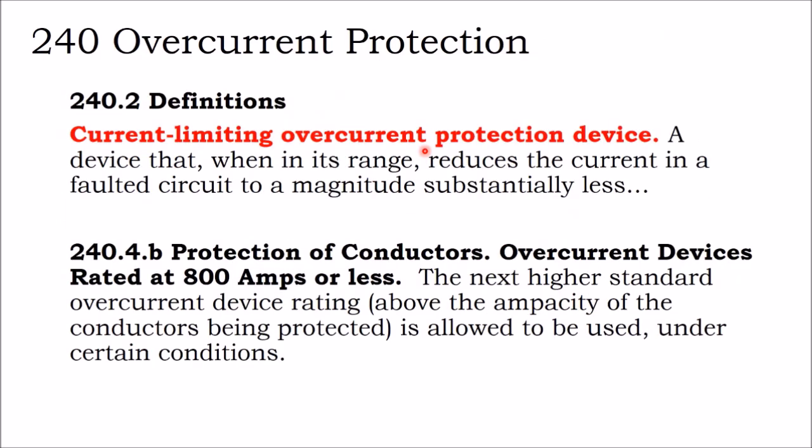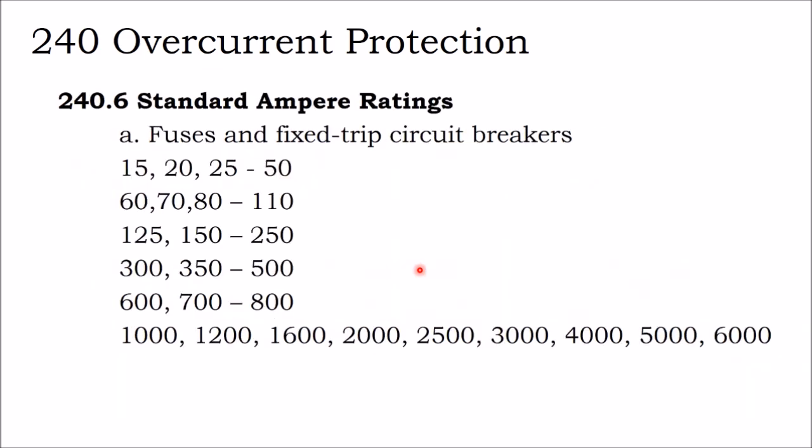But then when you get into smaller cable, we have protection of conductor overcurrent devices rated at 800 amps or less, where you actually are allowed to use the next highest level up above the ampacity of the conductor being protected. And so as soon as that conductor begins to draw more current than what it is sized for, it'll heat up. If it draws too much current, it'll flip the breaker.